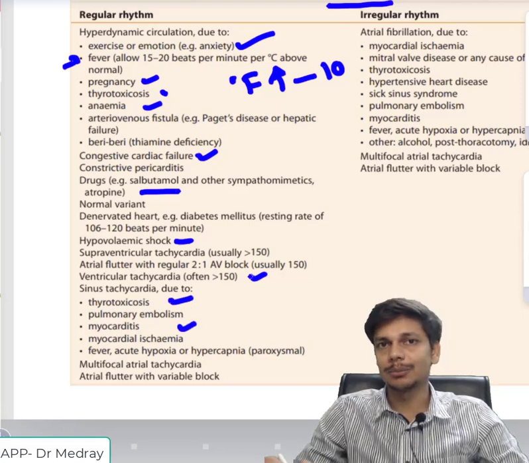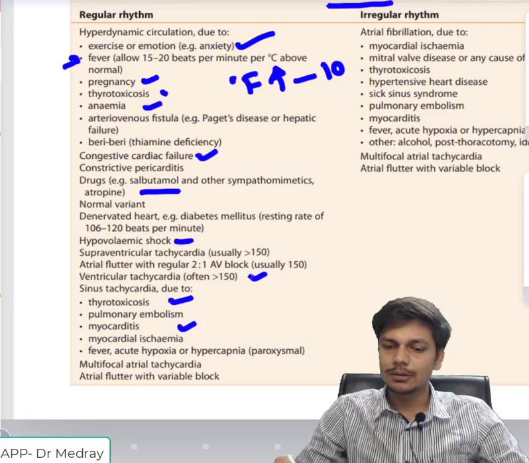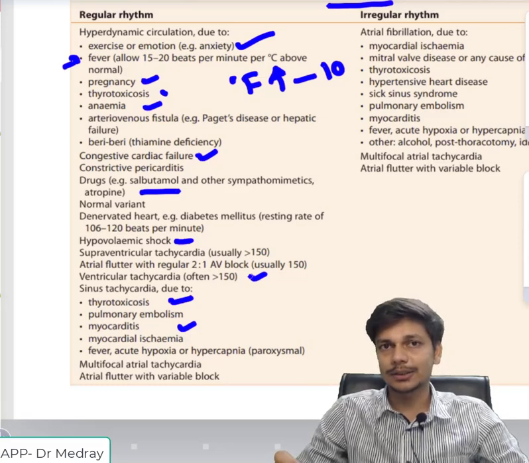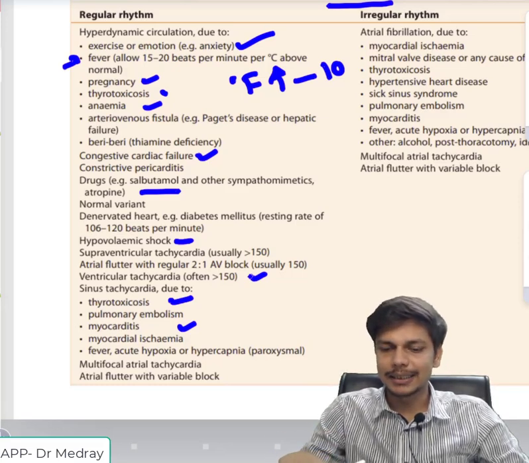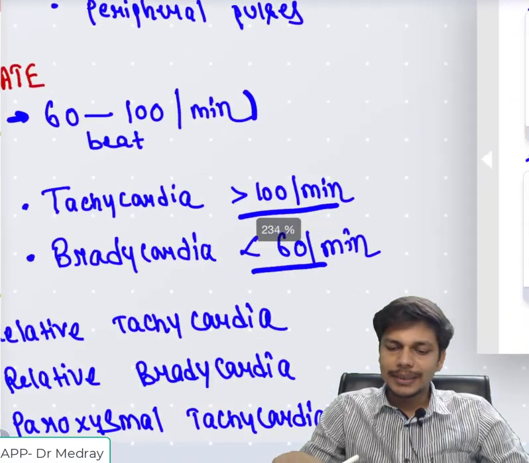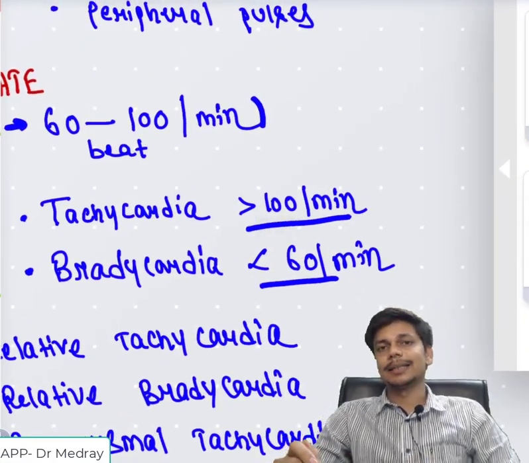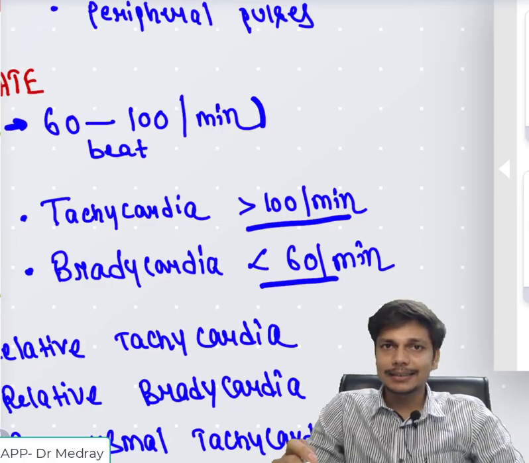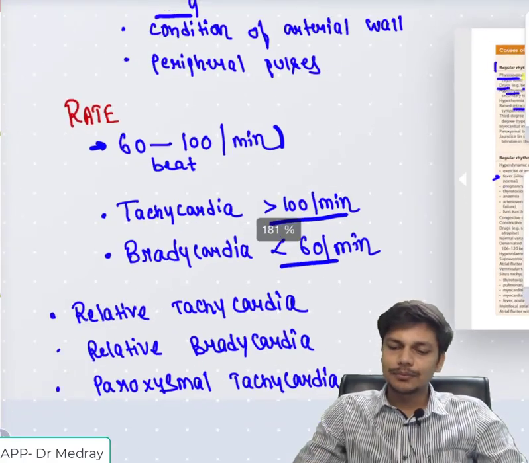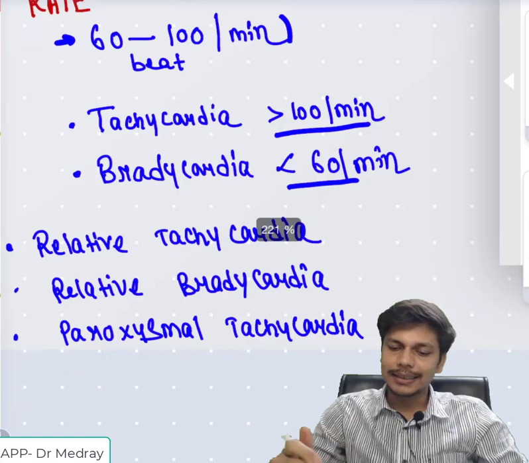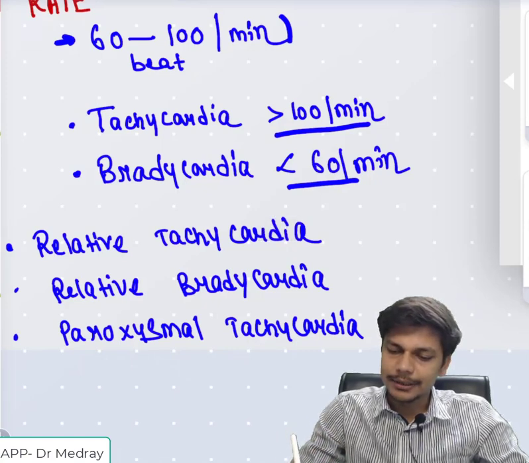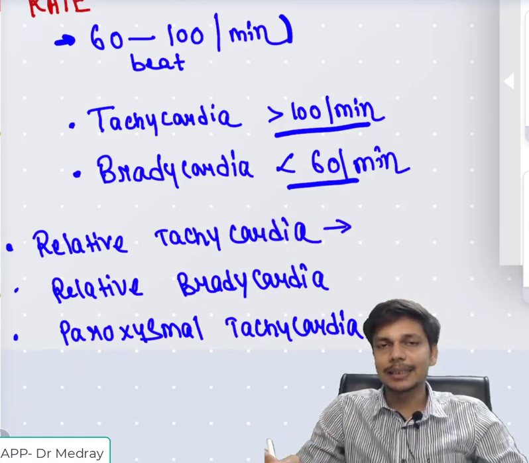Thyrotoxicosis and myocarditis are important causes of tachycardia. So here we have seen the different causes of tachycardia and bradycardia. Normally, if the heart rate is more than 100, it is tachycardia, and if it is less than 60, it is bradycardia. So what is tachycardia?